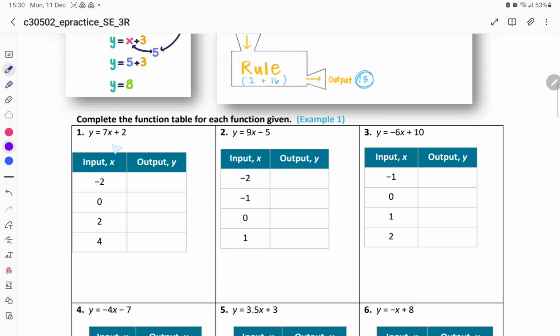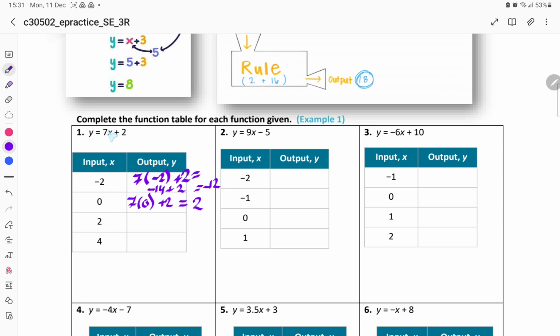x is negative 2, so 7 times negative 2 plus 2. Let's get it. 7 times negative 2 is negative 14, plus 2 is negative 12. Now x is 0. So 7 times 0 plus 2. 7 times 0 is 0. Plus 2 is 2.